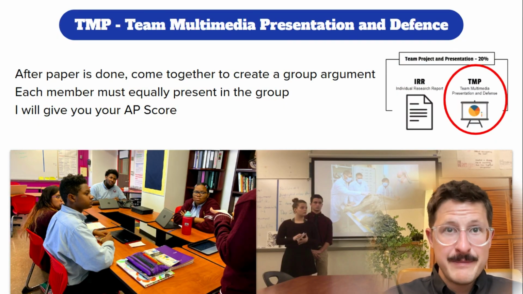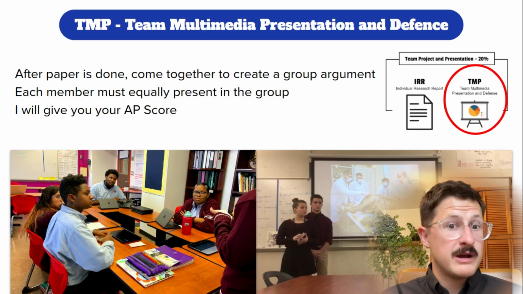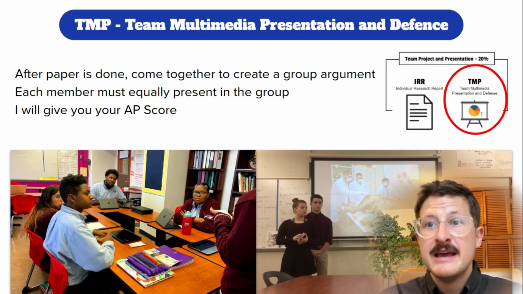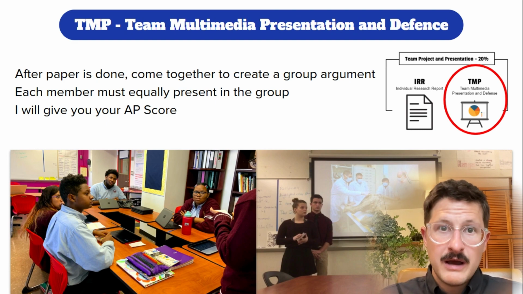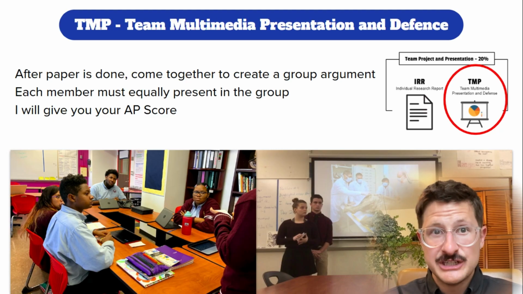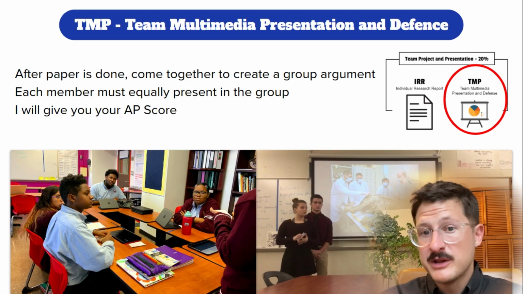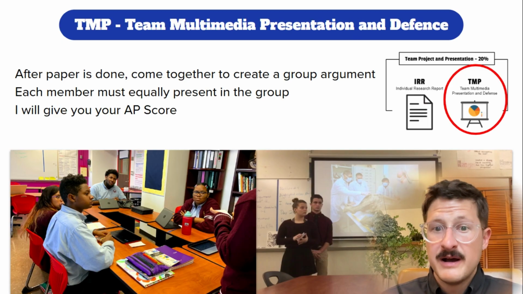So what about the paper and presentation? Well, after the paper is done, then you come together, now having become experts in your own topic and lens, and you're going to create a group argument. I, or your teacher, will give you the AP score for the presentation. However, your paper is going to be sent to College Board, and a grader from College Board is going to grade it, not knowing who you are. It's going to be completely anonymous. Now, in the actual presentation, your teacher will norm on this. There are videos about this as well on my channel, but you are going to present in a group, trying to split the load equally.